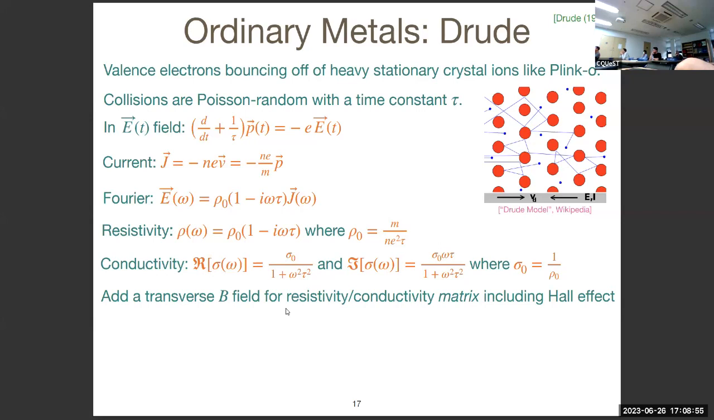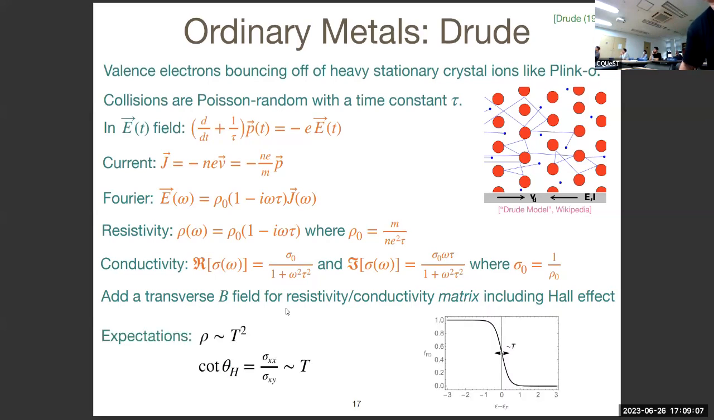And you can do more things. You can add a transverse field. When you add a transverse magnetic field, you'll have a genuinely two-dimensional resistivity and conductivity matrix, which are inverses of each other. And that also allows you to talk about the Hall effect. But I just write down here some expectations for what the temperature dependencies of resistivity should be.